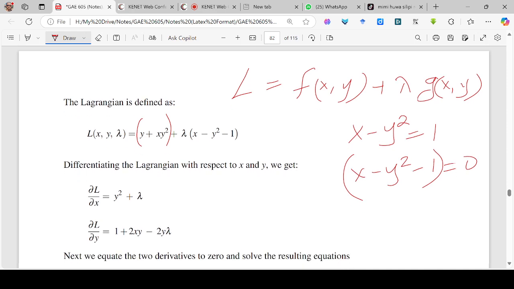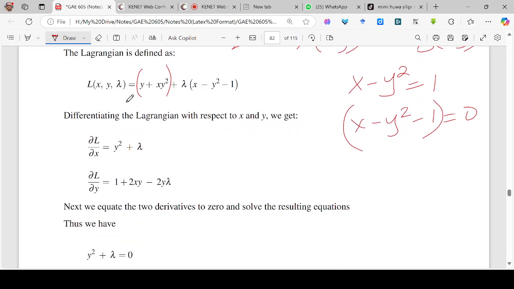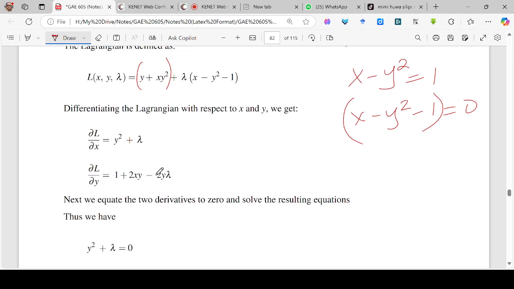So we can now differentiate L with respect to x partially. If we differentiate L partially with respect to x, we get y squared plus lambda. And differentiating L partially with respect to y, we get 1 plus 2xy minus 2y times lambda. So next, we equate these derivatives to 0 and solve the resulting equations.